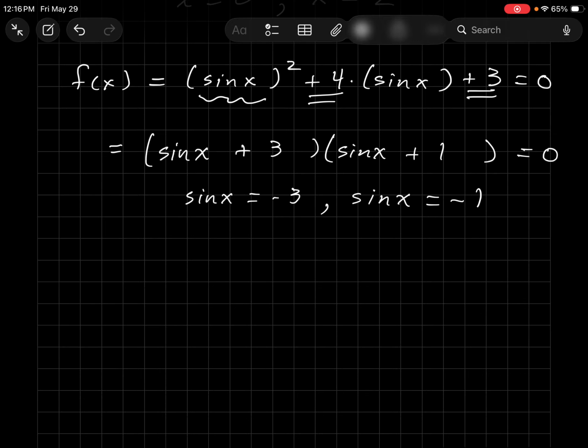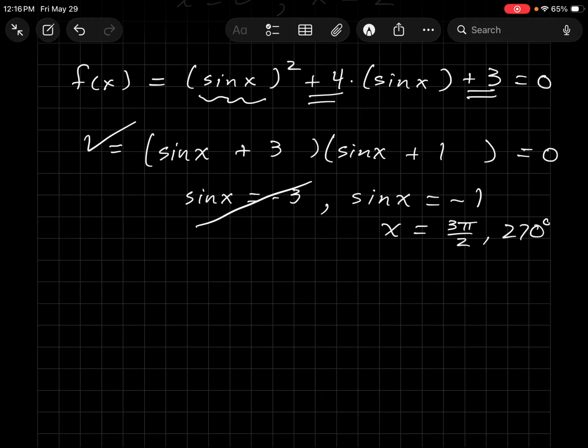I don't expect you to be able to solve these. Unless you've taken trig, you know that's not possible. And for this one, again, if you've taken trig, you know that x is 3 pi over 2 or 270 degrees, depending, or other things like that. But if you don't know that, don't worry about it. Can you at least factor?